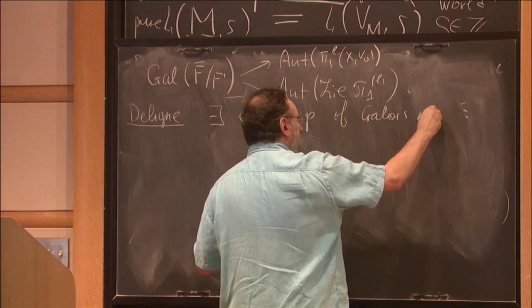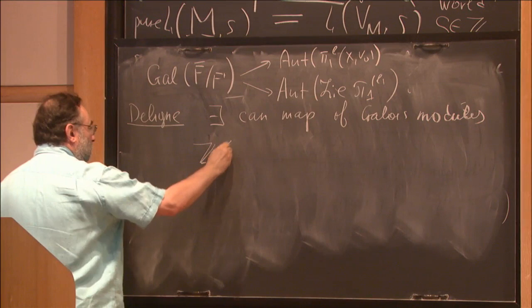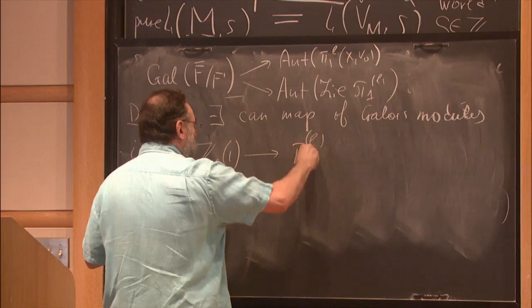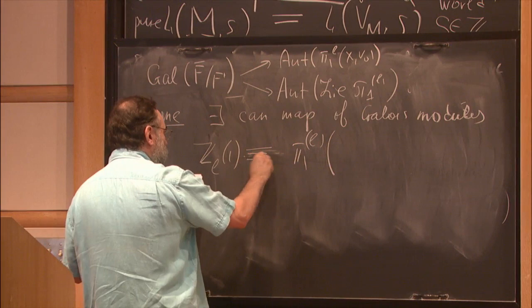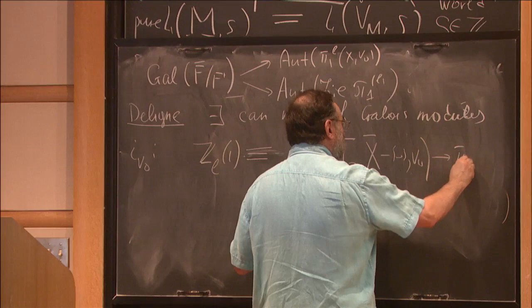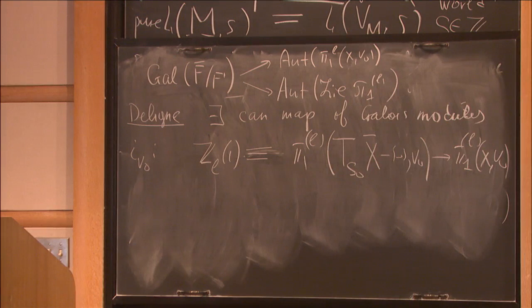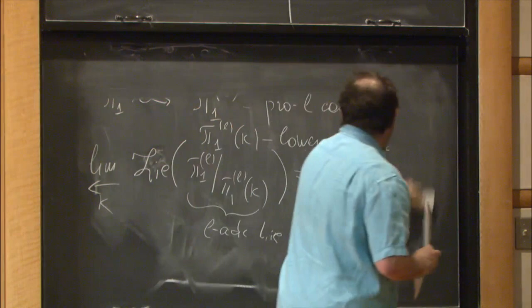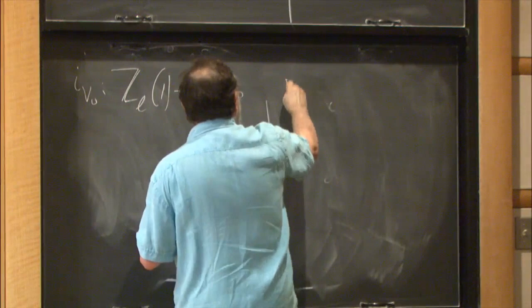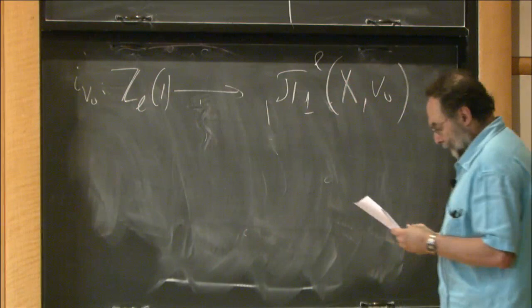So if you take the Galois module Z_L of 1, then the map is related to the tangential base point. The tangential base point allows you to map Z_L(1) to pi 1 of L, which is the same thing as pi 1 of L of x bar minus 0, v0, and it maps to pi 1 L of x. Sorry, I think people on the right do not see what I'm writing, so let me just rewrite it here. So there's a map from Z_L(1) to pi 1 L of x, v0. So this is a crucial thing.